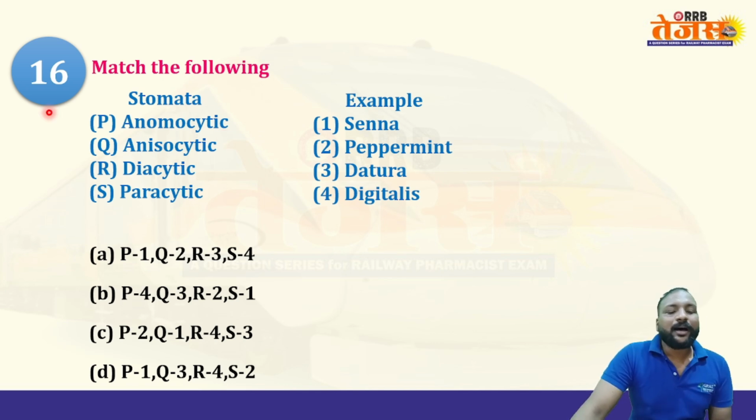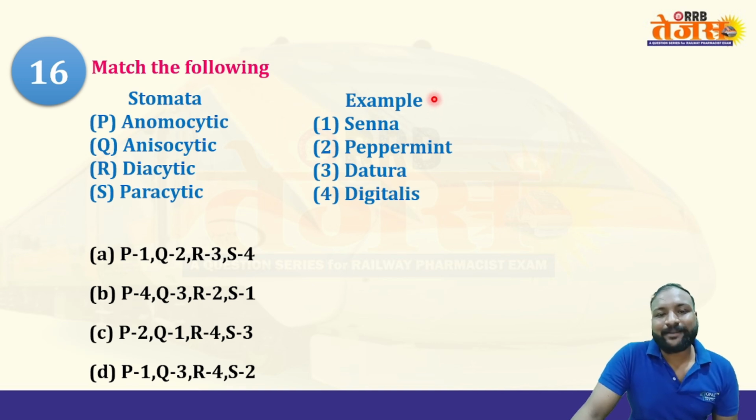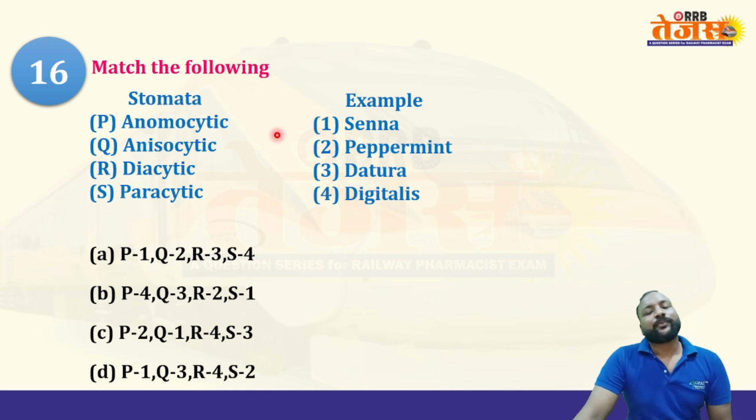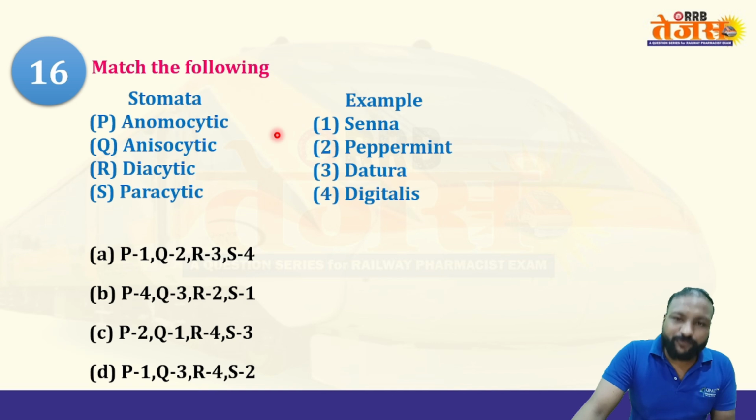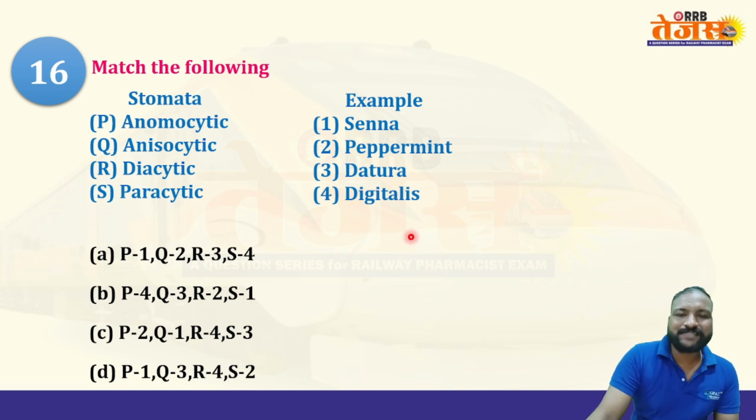So tell me the type of stomata and the example. They are asking which type of stomata is present in which type of plant. They give you four options here and four examples also, four types of stomata and four examples. Option P, anomocytic stomata will be seen in which plant? Anisocytic stomata, diacytic stomata, paracytic stomata. So here they are giving you the options: senna, peppermint plant, datura plant, and this salvadora plant.